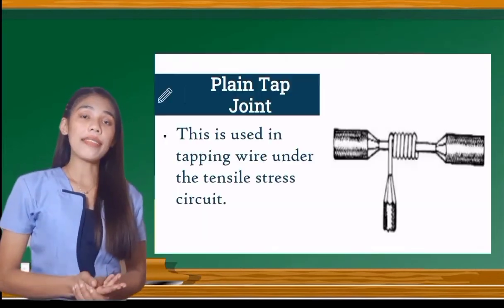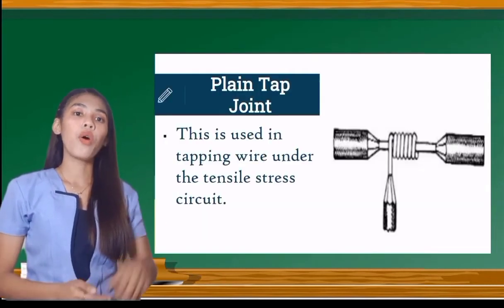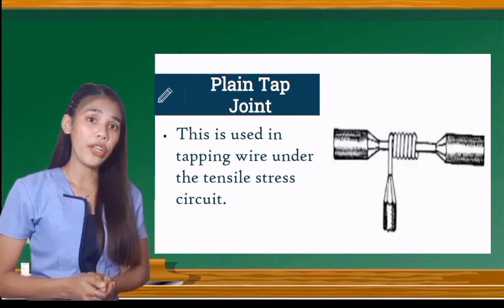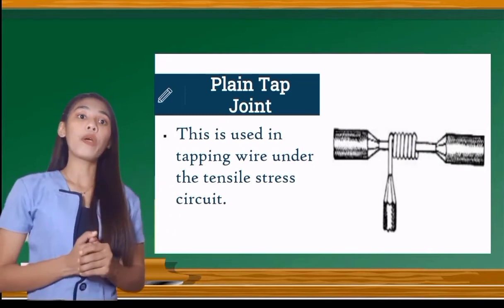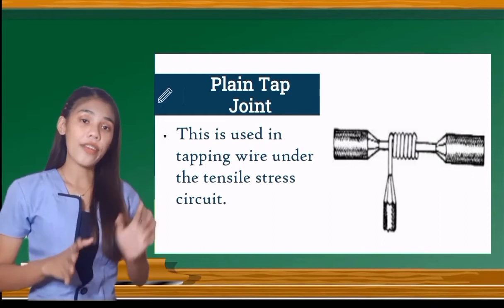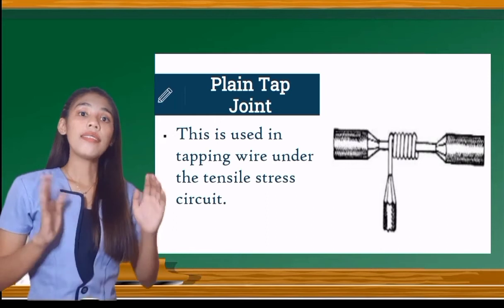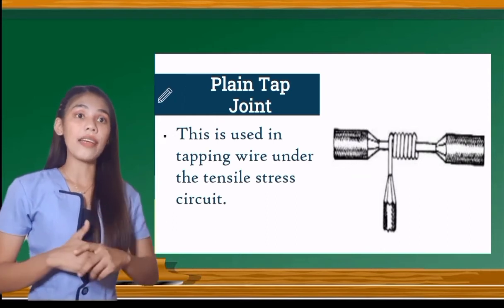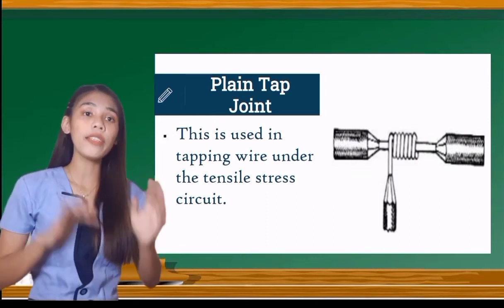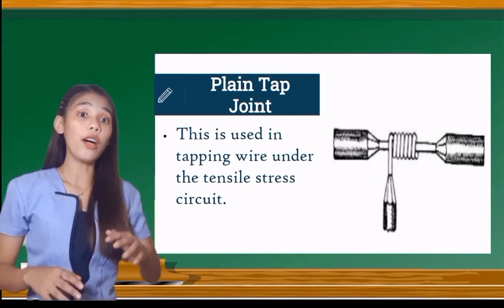The next one is the plain tap joint. So, what is a plain tap joint? It is used in tapping wire under a tensile stress circuit. The plain tap, or T joint, is used to a great extent in joining or tapping another conductor to a through conductor.